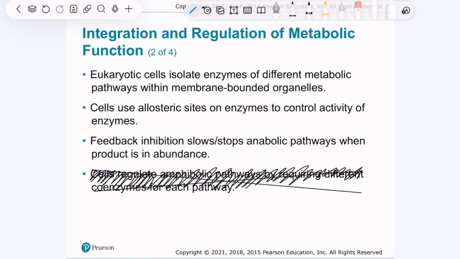And finally, we move on to feedback inhibition, which slows or stops anabolic pathways when product is abundant. So when sufficient product has been made, feedback inhibition prevents the overproduction of substances by inhibiting enzymes in anabolic pathways, conserving energy and resources.